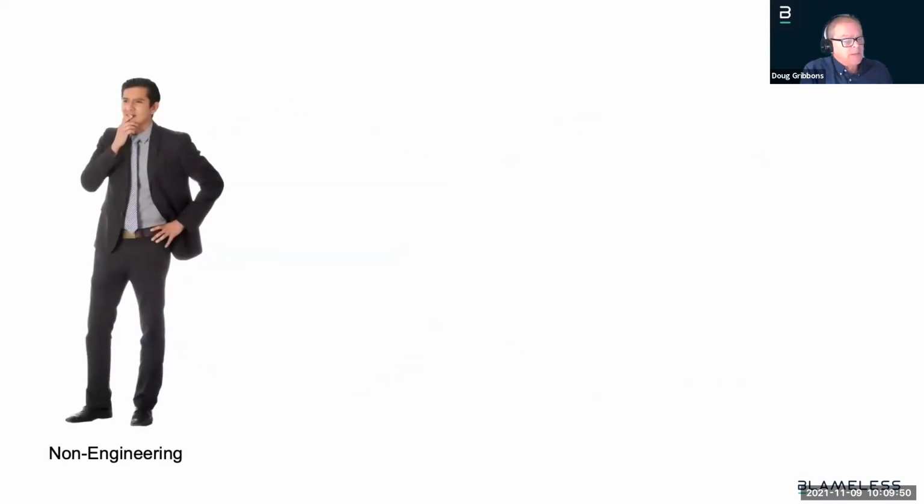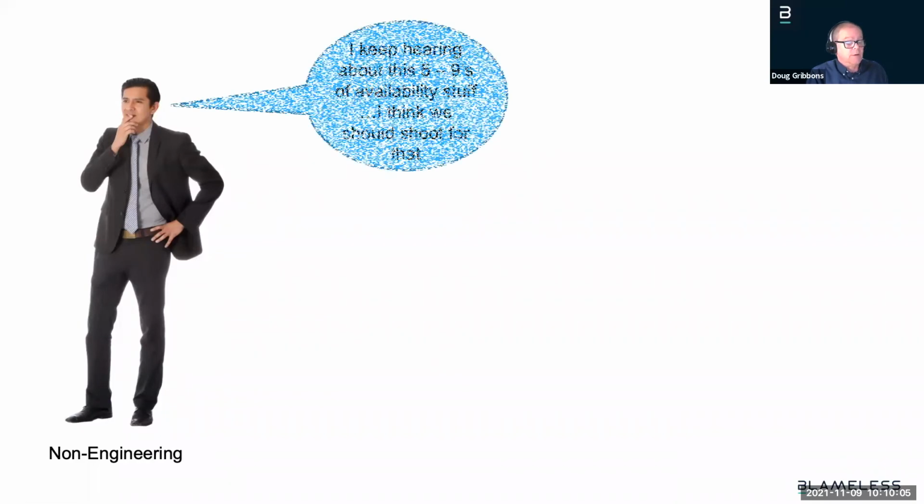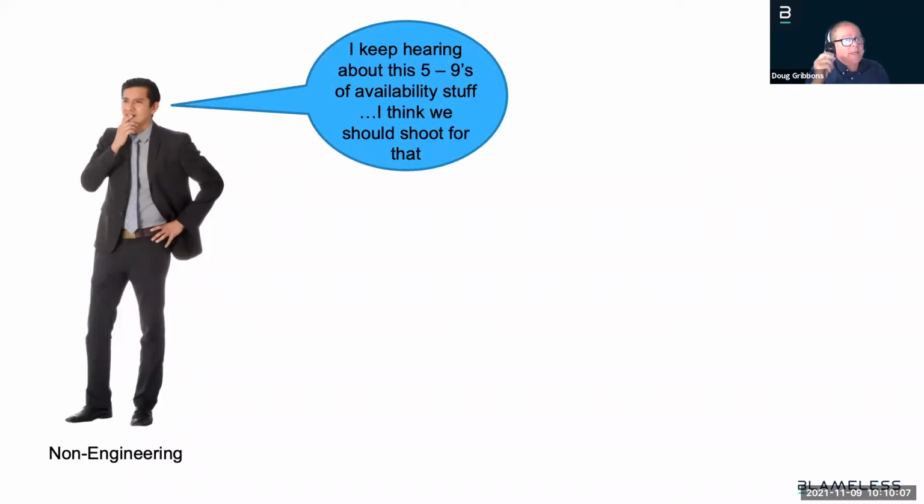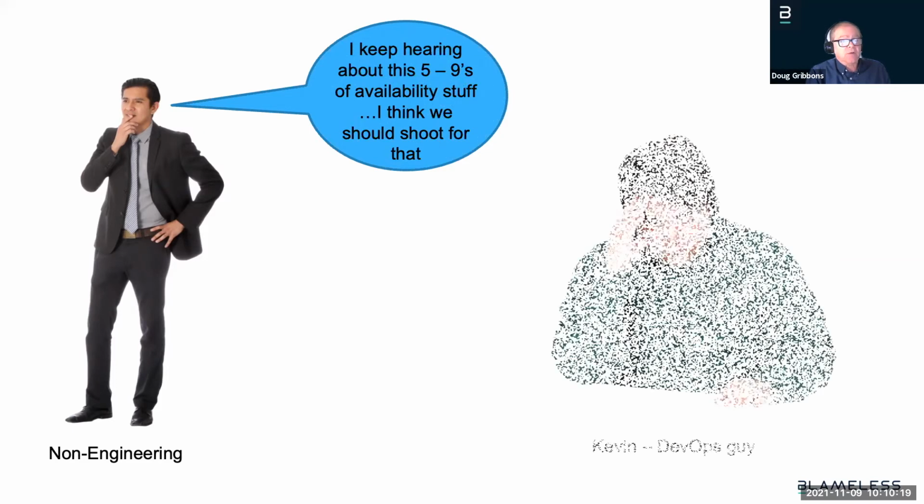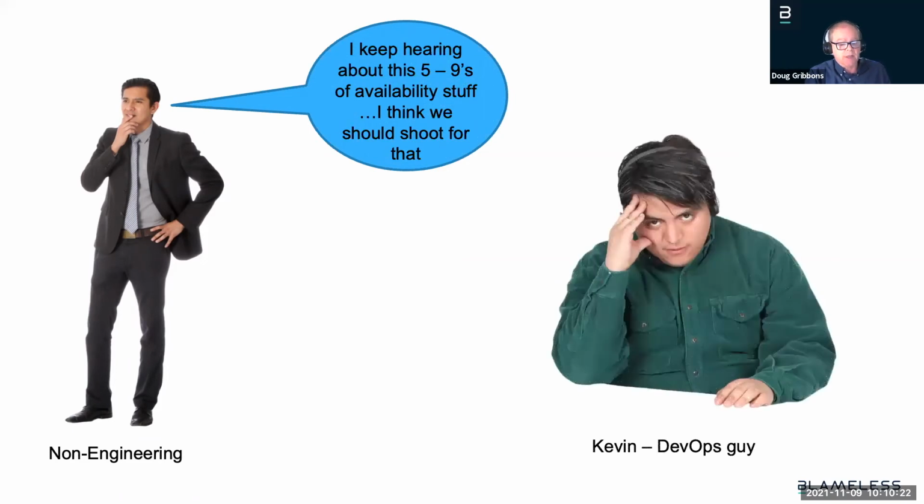Now, companies will typically want to set a very high bar for availability. You may have heard, for example, five nines of availability for something. Well, that's all well and good. It sounds very impressive, but five nines of availability a year literally works out to about 26 seconds a month where you cannot be available. That's very difficult to maintain. And it's difficult to achieve, especially for the person that is trying to make that happen, like our friend Kevin here in DevOps.